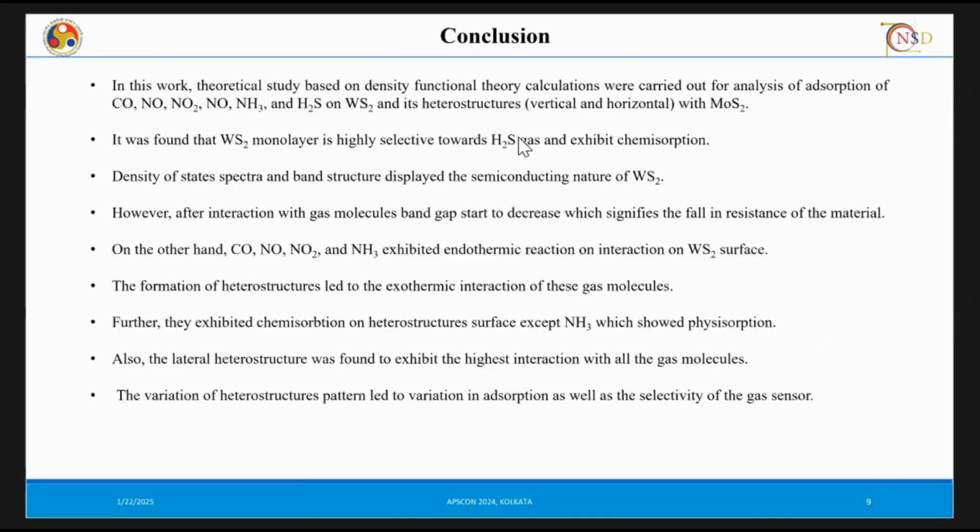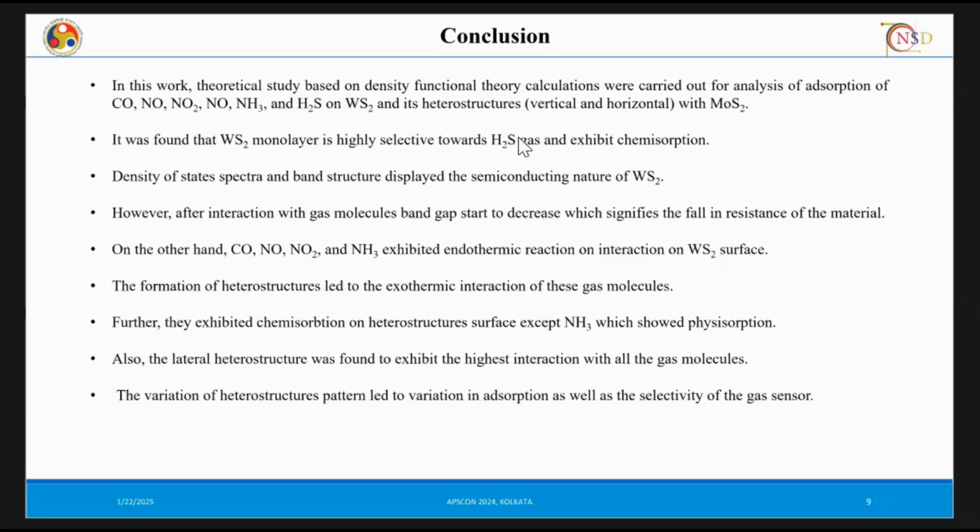Last is the conclusion slide. As I have mentioned, we worked on a theoretical study of gas sensing of carbon monoxide, nitrogen and various toxic gases on pristine monolayer WS2 and its heterostructure with MoS2. We observed that pristine WS2 is more selective towards H2S gas and is not that interactive with other toxic gases. But in the case of the heterostructure, there is an interaction, but we do not see selectivity towards a particular gas.